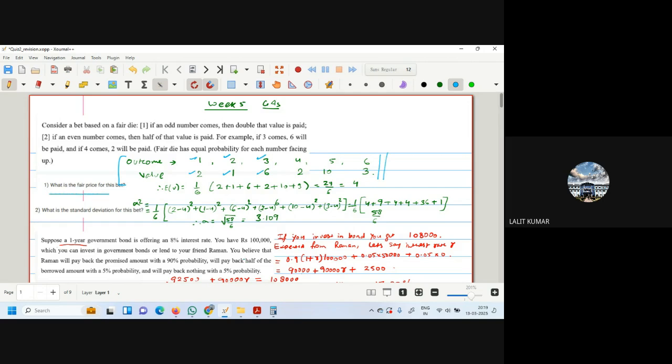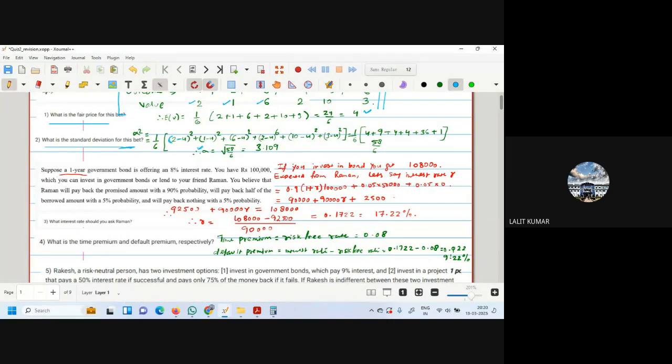Fair price will be the expected value. We know the probability of each outcome is 1 by 6. So we add up all the values and divide by 6, and we get 4. The standard deviation: these are basically just warming up questions. We know that from the standard deviation we can find the variance. Variance will also use the probability, and then the value minus the mean, the expected value. So we add up all that, divided again by 6, and we get the variance. And from the variance, we can find the standard deviation.